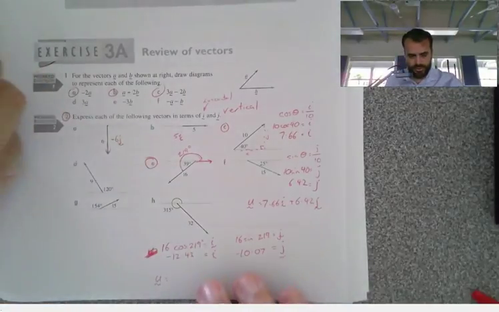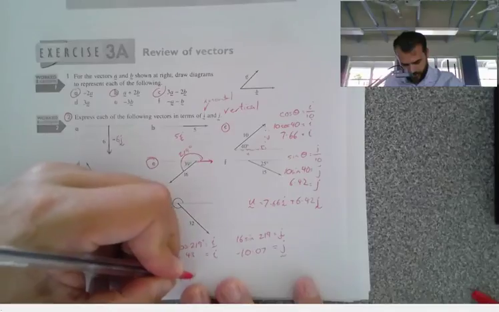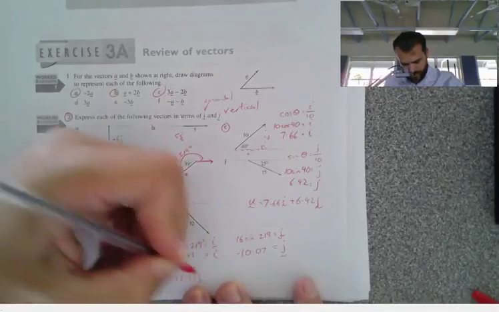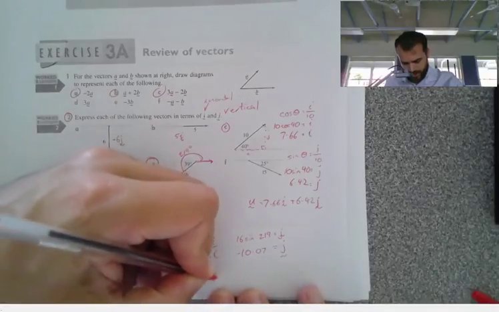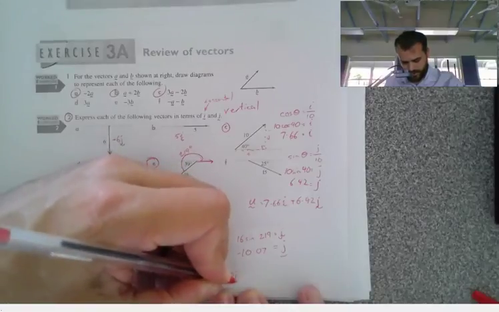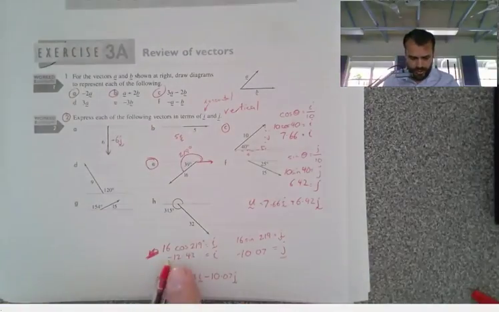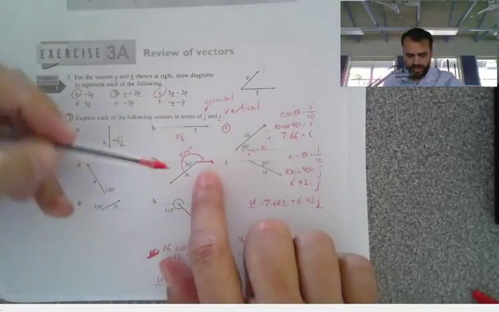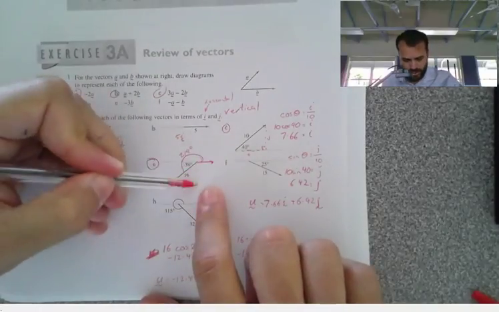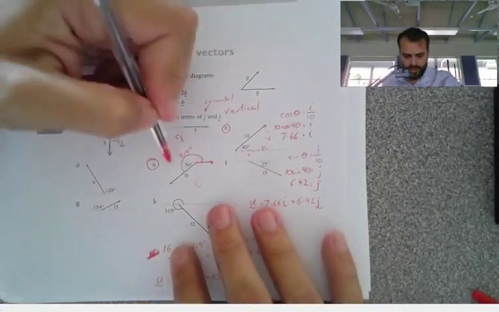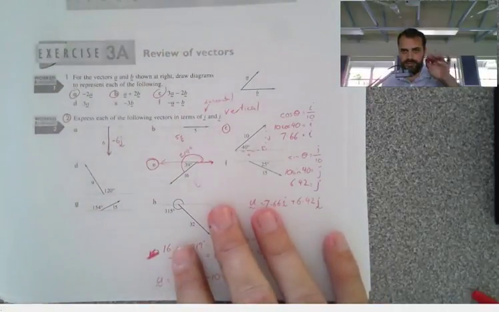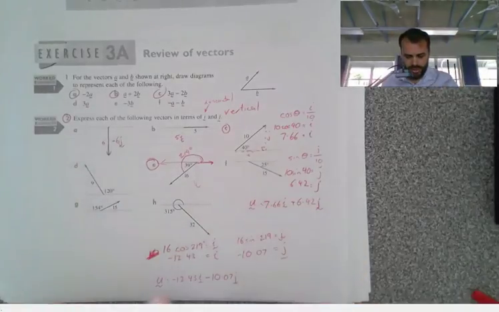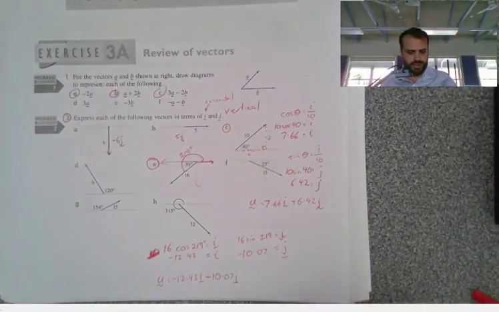The vector u is equal to negative 12.43i minus 10.07j. Notice there's a negative and a negative here. That's because if you look at this vector, the horizontal component is heading off to the left, and the vertical component is heading downwards. These are both negative directions, so you're going to end up with negative values. There's question 2.